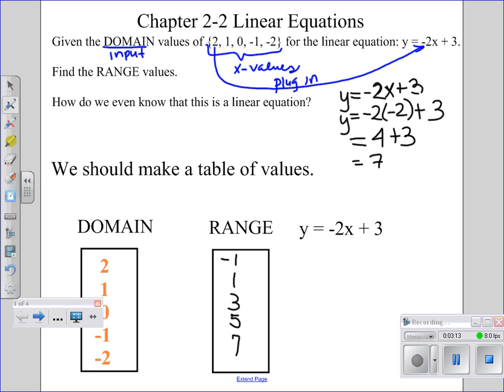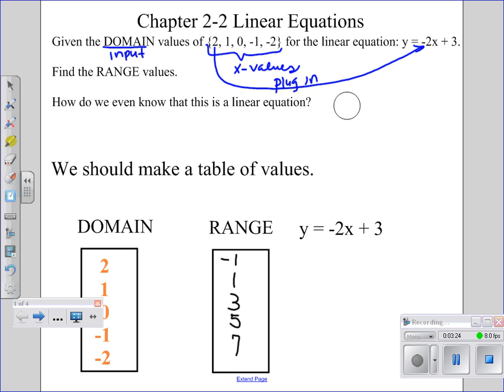Okay, so now that we have our range values, let's first look at why we know that this is a linear equation. Remember, you can identify the equation by the highest power of x. So the highest power of x in this case is 1, so that makes it a linear equation.